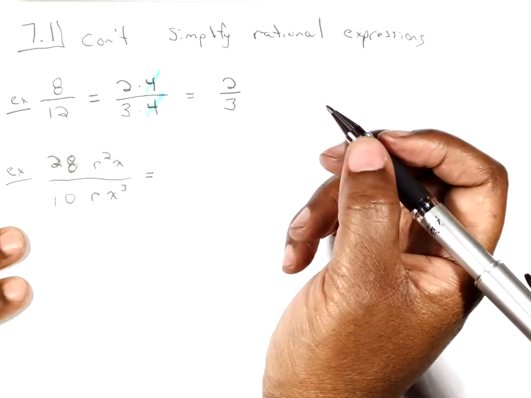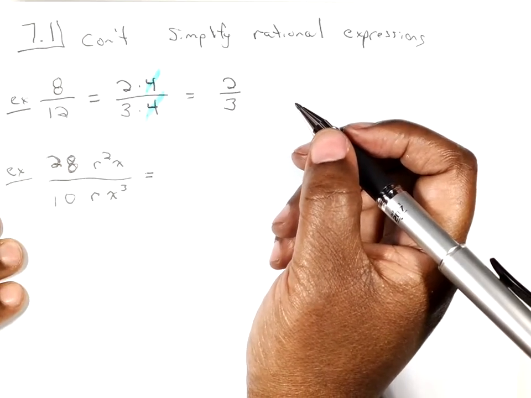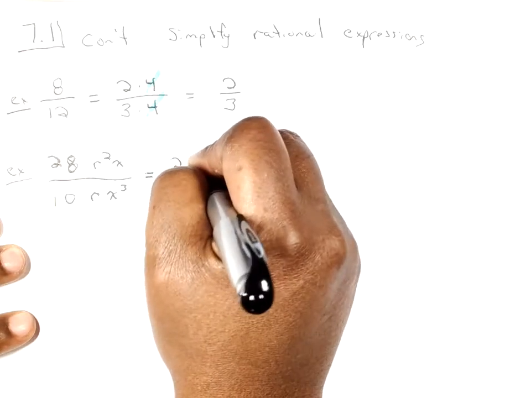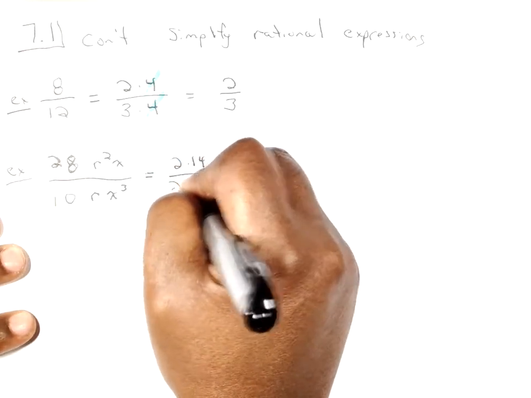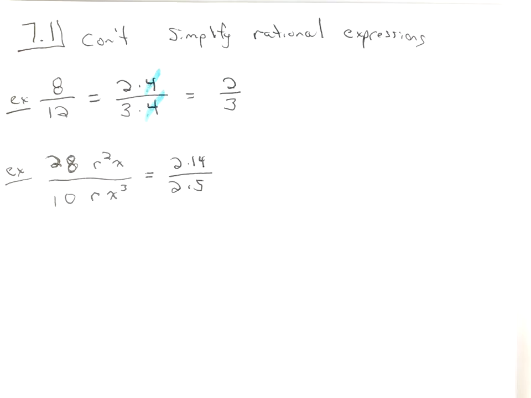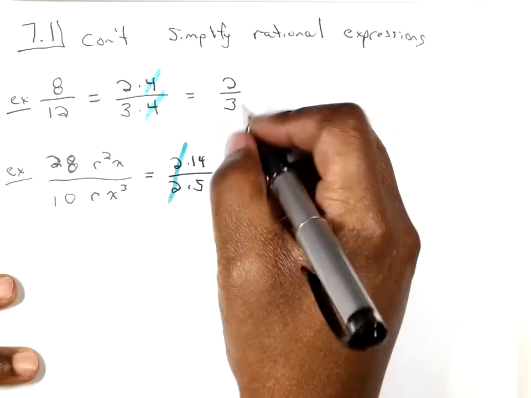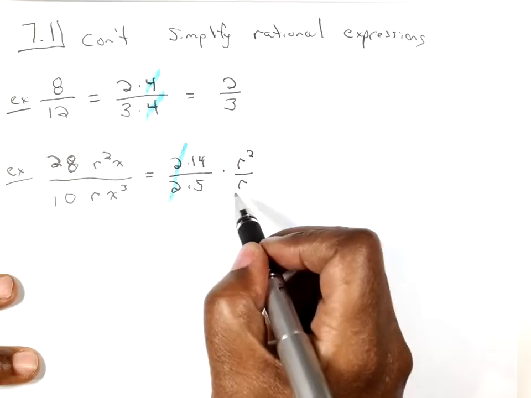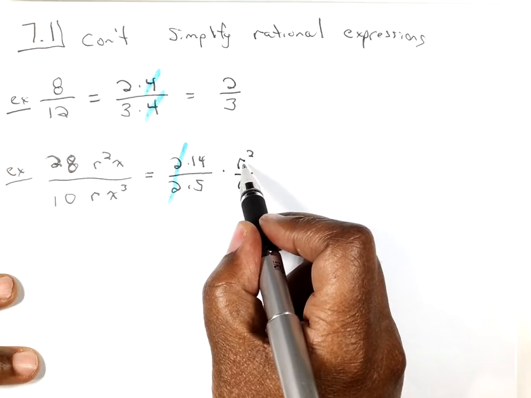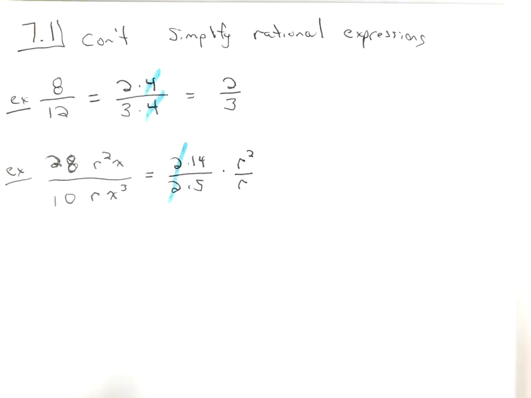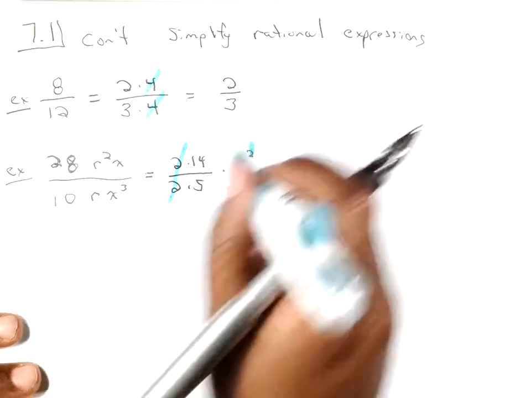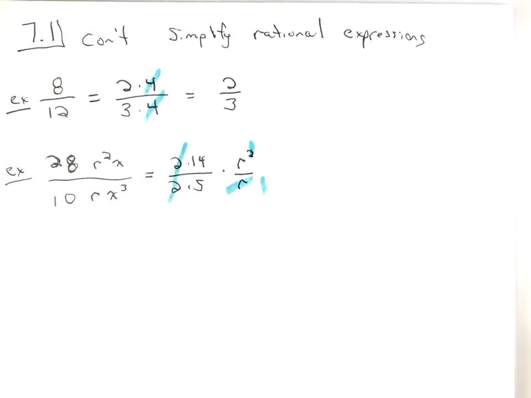And what number goes into both 28 and 10? So 2 would go into both. So 28 is 2 times 14. 10 is 2 times 5. So these 2's would simplify down to a 1. And then I want to look at the r squared over r. Well, this one r on the bottom would knock out one of those r's on top. So this r is going to be gone, and it just becomes a 1. And this exponent up top becomes a 1.